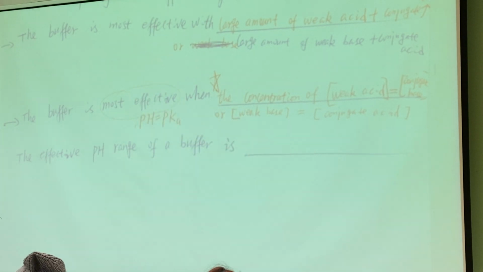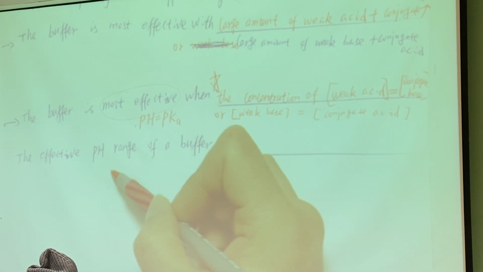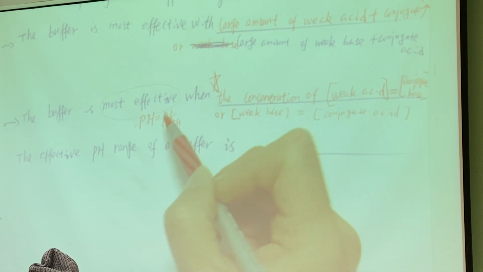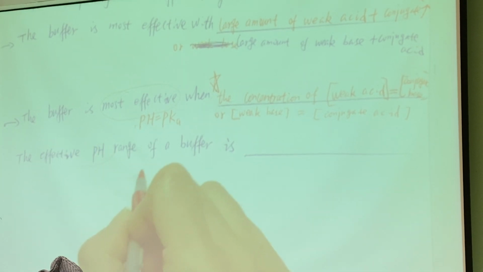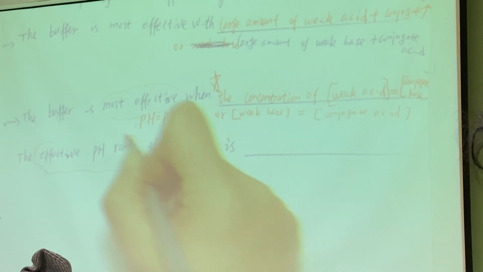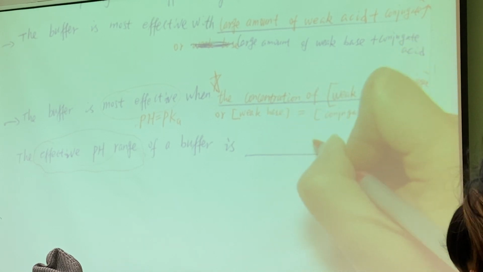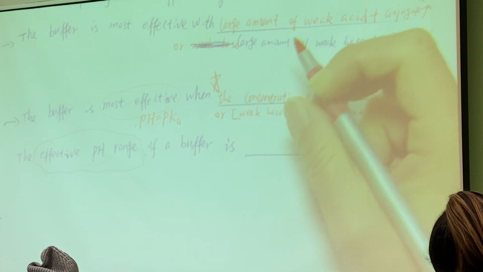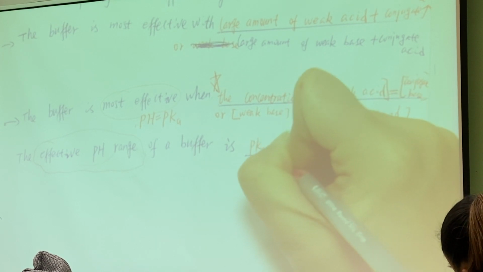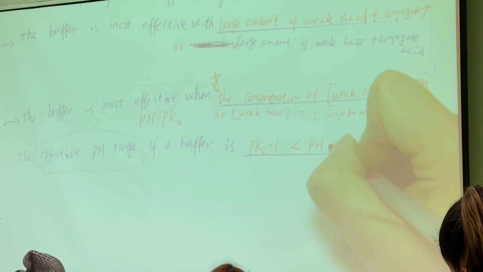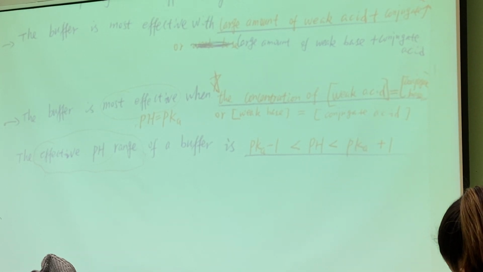But sometimes you don't have to reach the most effective. You just make sure it's effective. You don't have to be a perfect buffer. It's just a good buffer. So we have the effective pH range, not most effective. The effective pH range is when the buffer has a pH larger than pKa minus 1 or smaller than pKa plus 1.